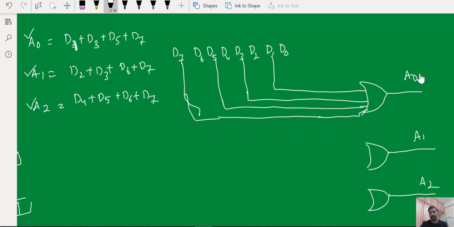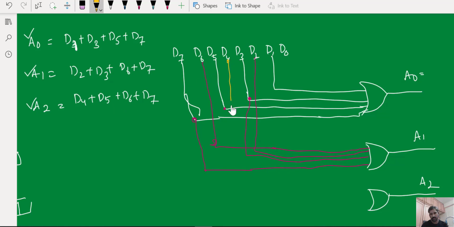So this is my A0 output. Similarly, if I take for A1: 2, 3, 6, 7. So this is for your A1. Now let's make it for A2. A2 will be 4, 5, 6, 7.